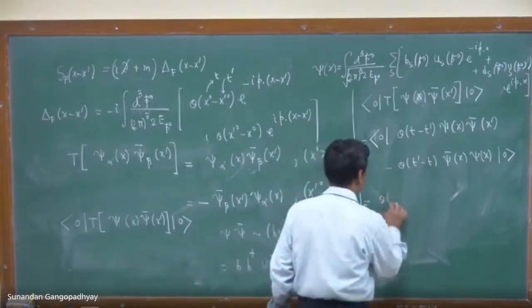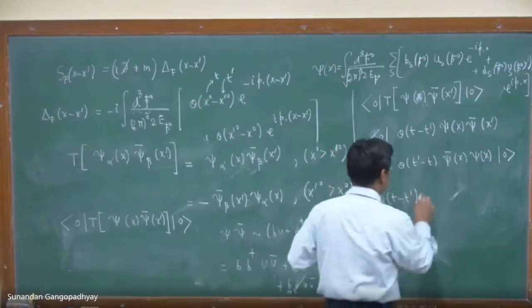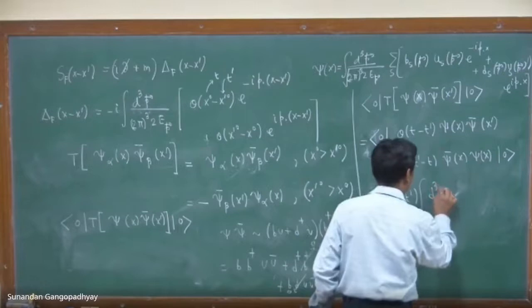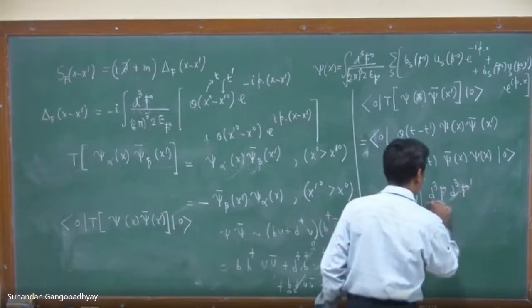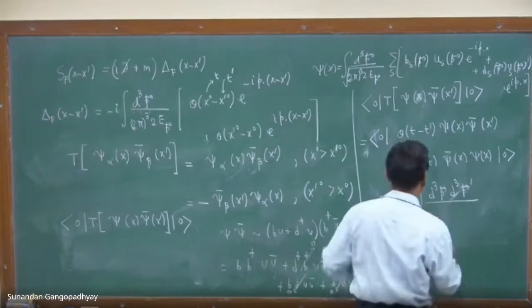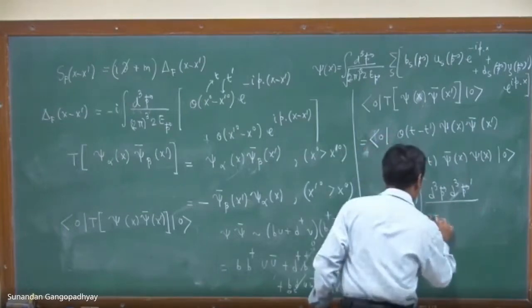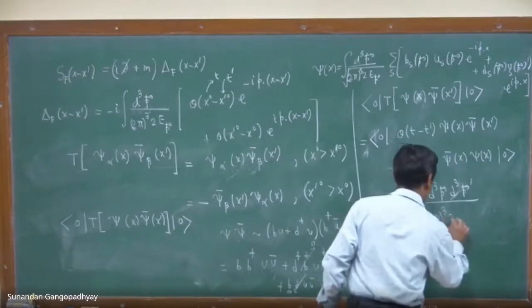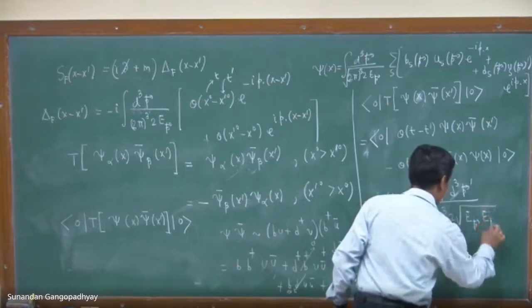So you can basically simplify this. So this will be d^3p d^3q over 2 pi whole cube, times 1 over 2 square root of E_p E_q.